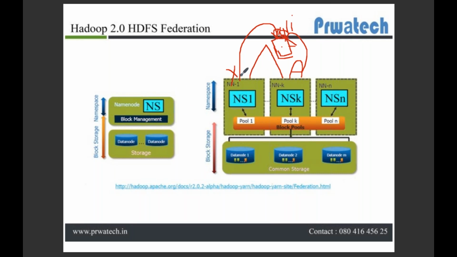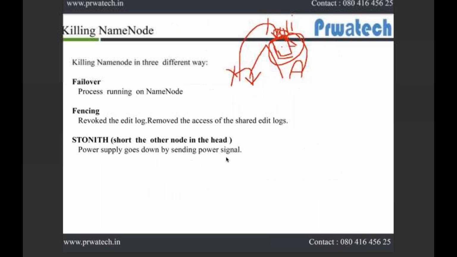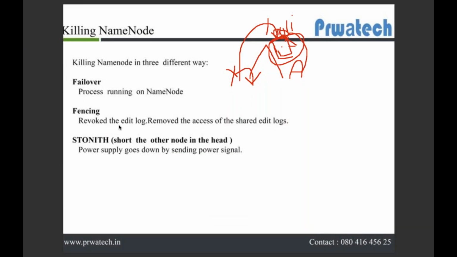So clients say, hey, kill this name node. How to kill this name node? You just revoke its access to the edit log. Don't allow this name node to access the edit log. If it cannot access the metadata, it will not serve the request. This is technically called fencing. Revoke the edit log, remove the access of the standby to the edit logs. This is one way.